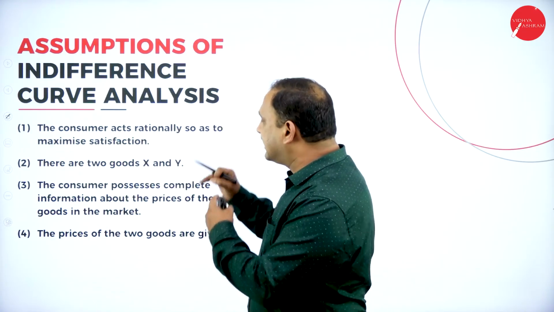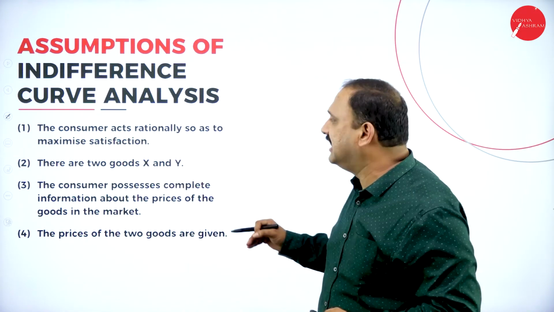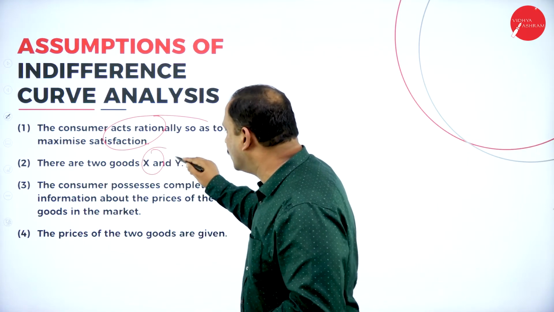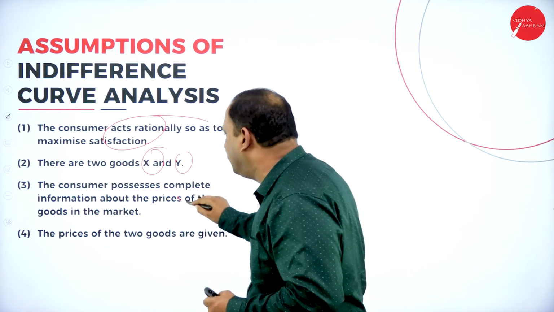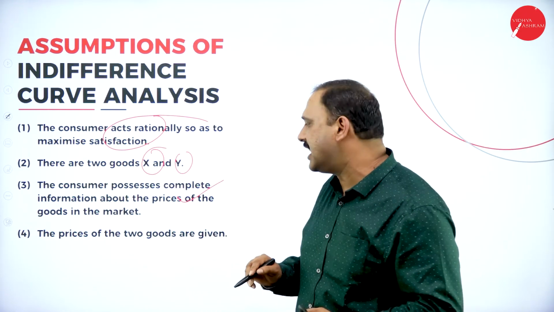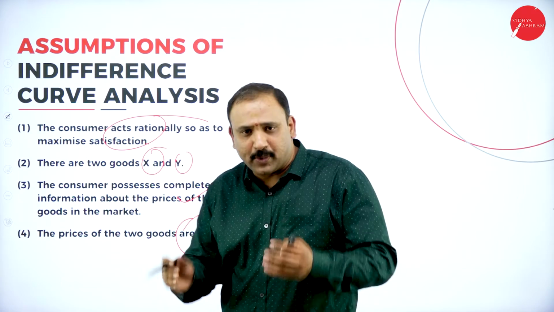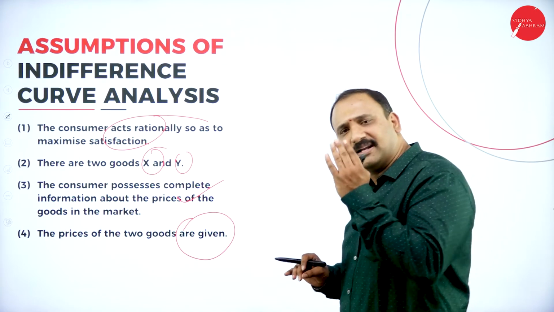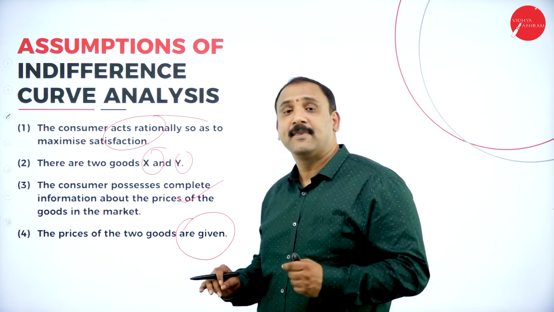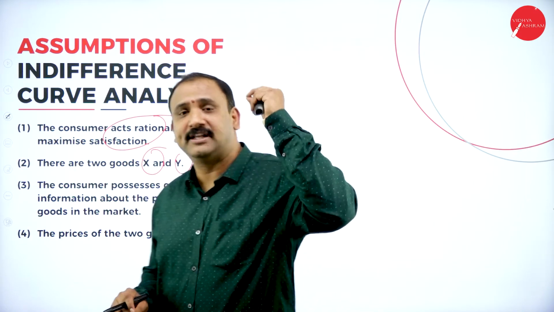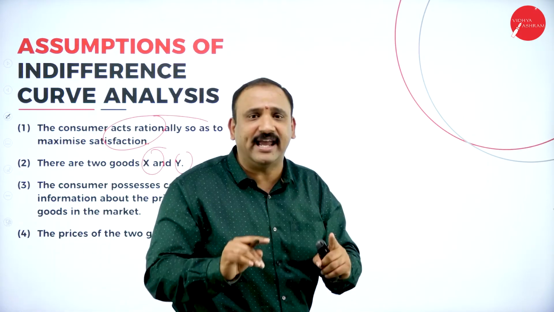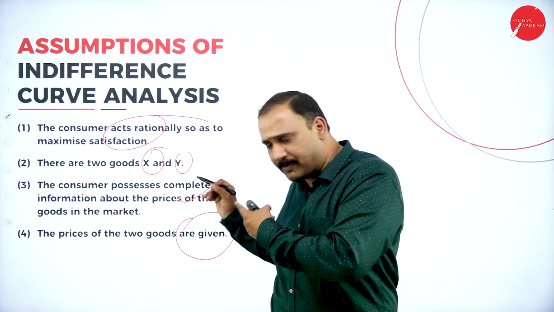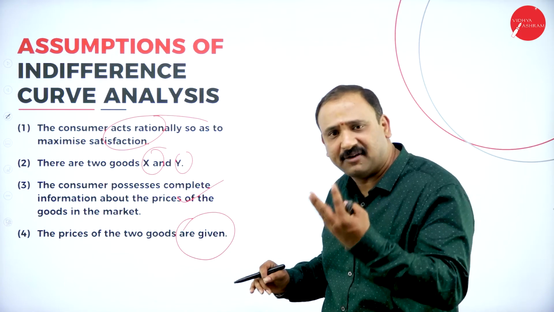So let us see: the consumer acts rationally to maximize his satisfaction. That's the first thing. The next thing is that there are two goods, X and Y. The consumer possesses complete information about the prices of the goods in the market. The prices of the two goods are given. So when you go through these points, you are very clear that he is a very rational person. Why? He uses his mind over his heart, which means he calculates. He understands that this is the price given, these are the two goods we are going to buy, and this is the price of the goods available in the market.